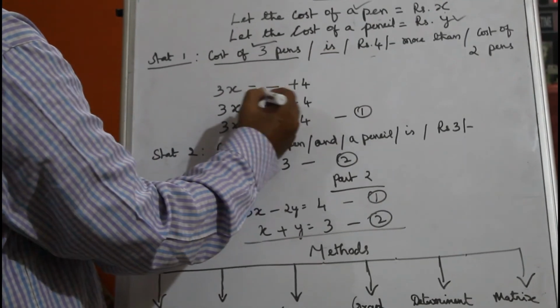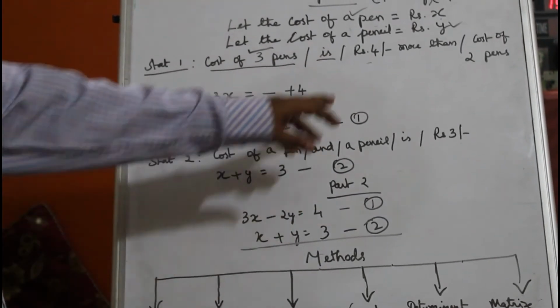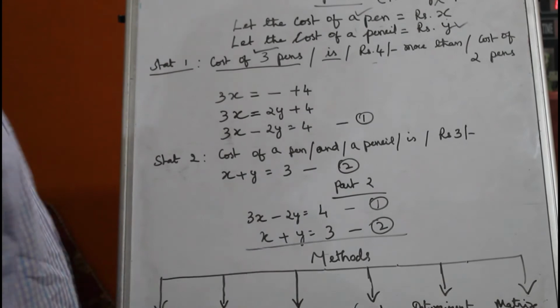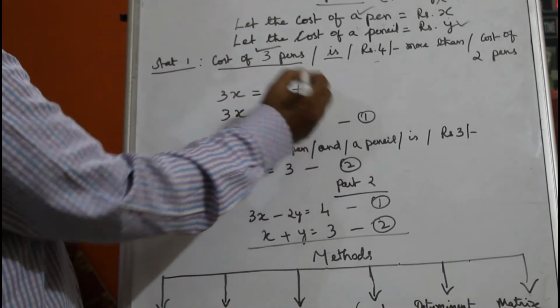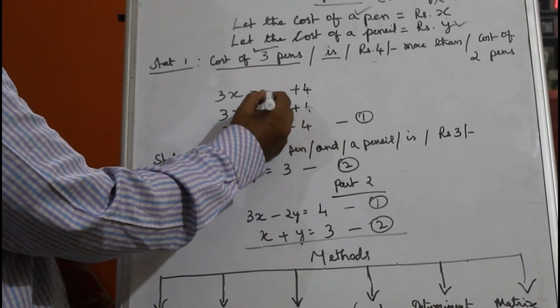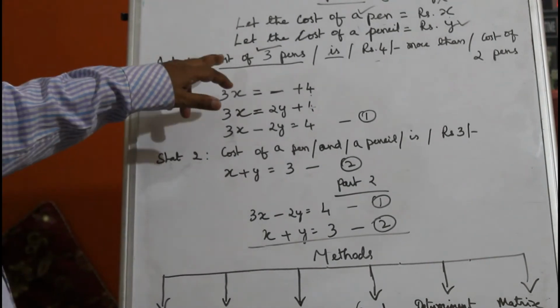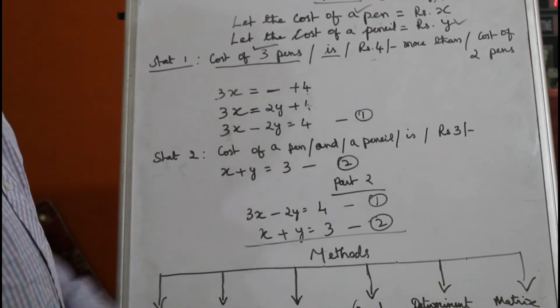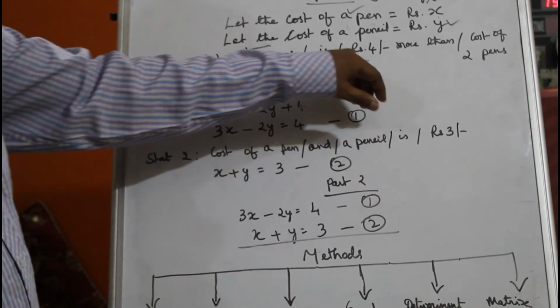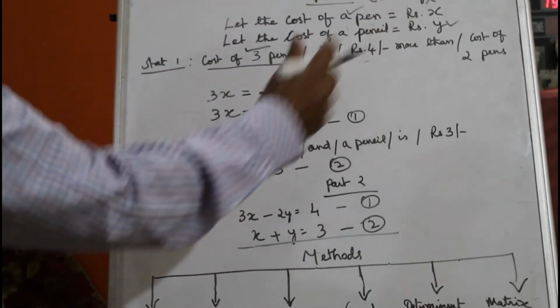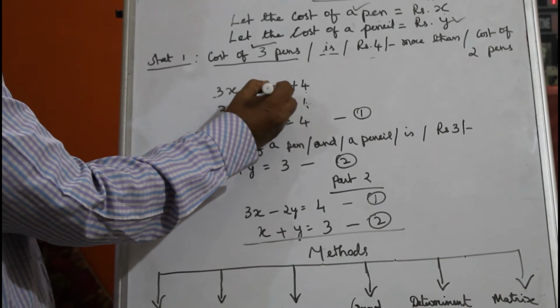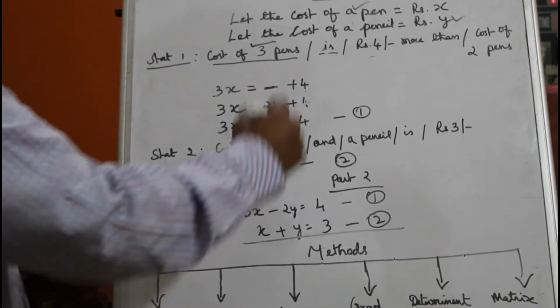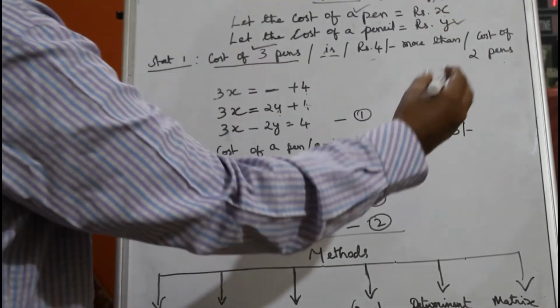Is means is equal to. The next statement says 4 more than. More than means plus, put plus 4. 4 more than something. Again I repeat, cost of 3 pens. 1 pen is X rupees. 3 pens is 3X rupees. Is means is equal to. 4 more than means more than something. For the something I have put the dash and put the plus 4. 4 more than what? Cost of 2 pencils.